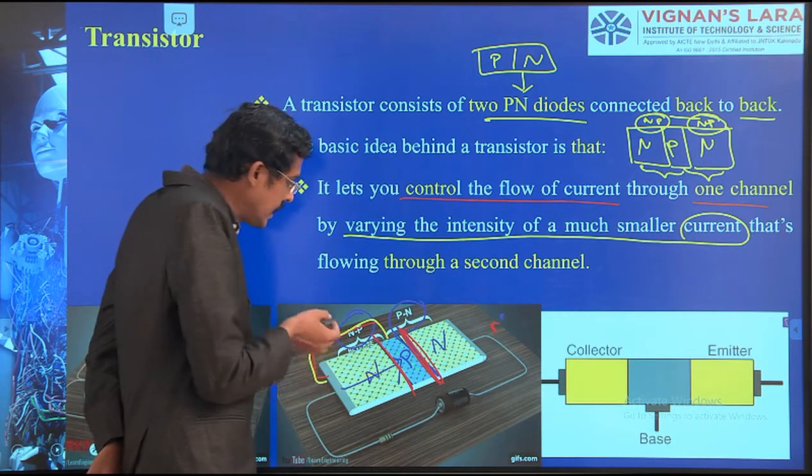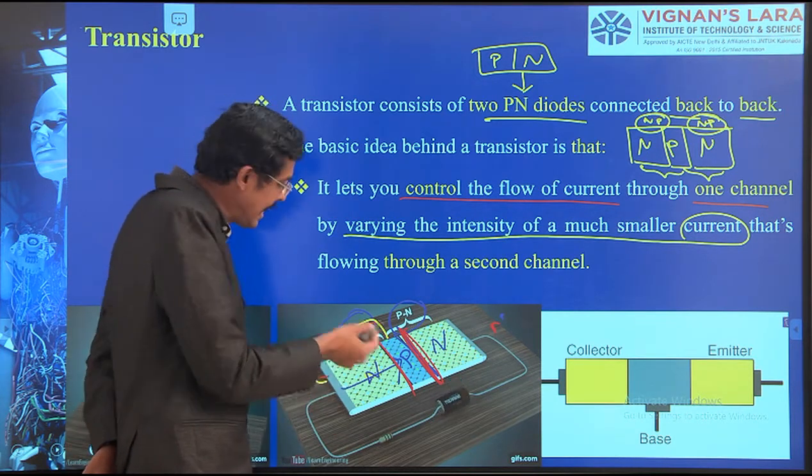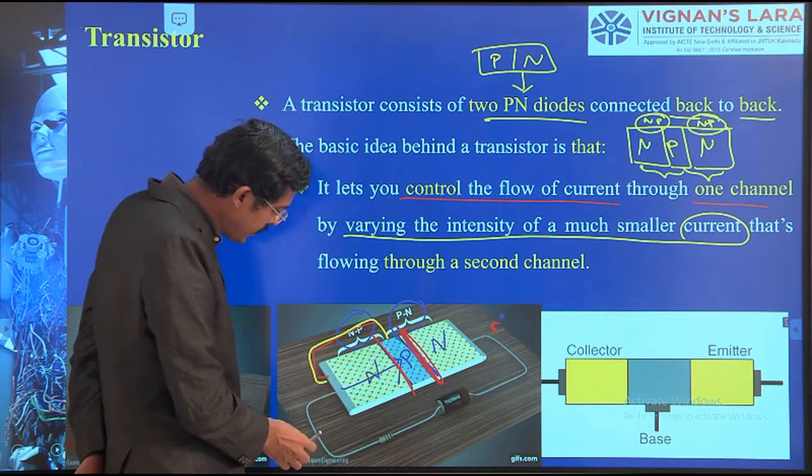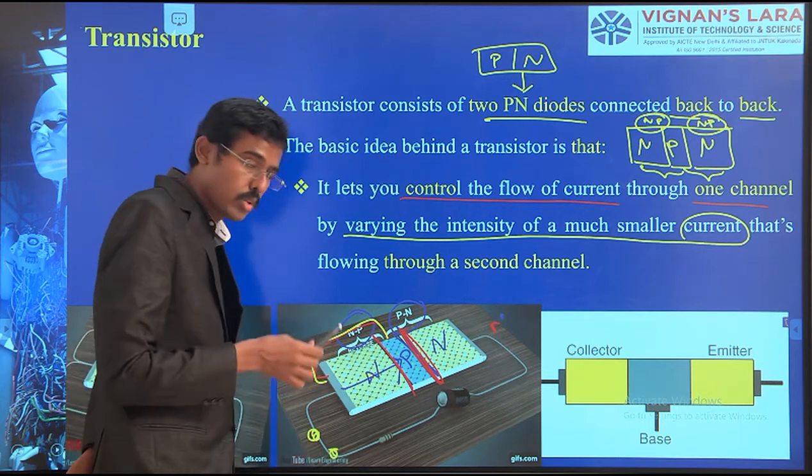When on the secondary channel the flow of current is given as in an NP junction, it creates the flow of current in the second channel. So here we can add the bulb. Please observe carefully.